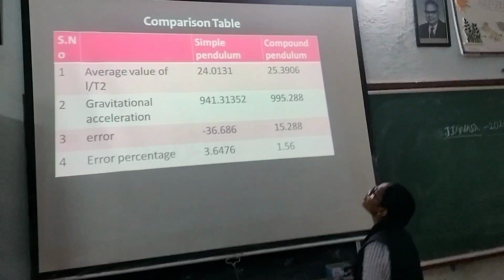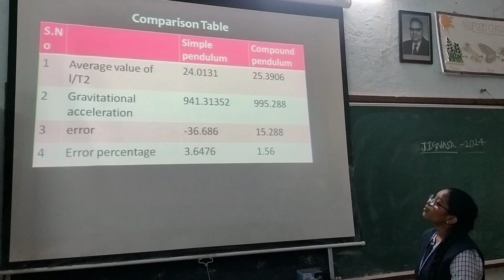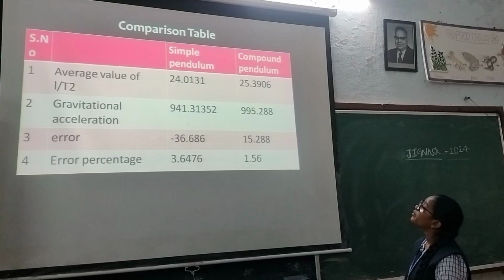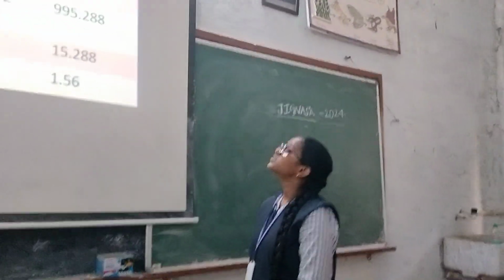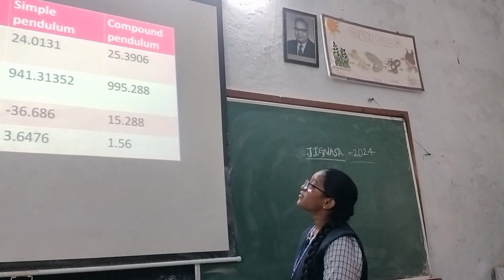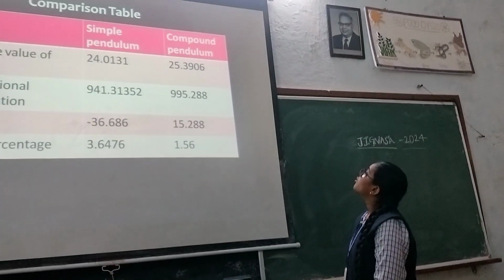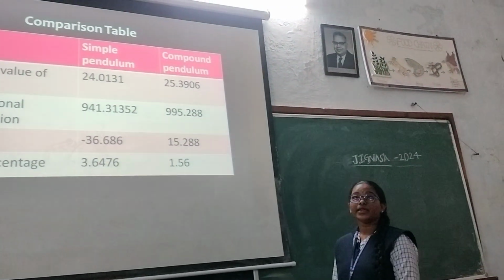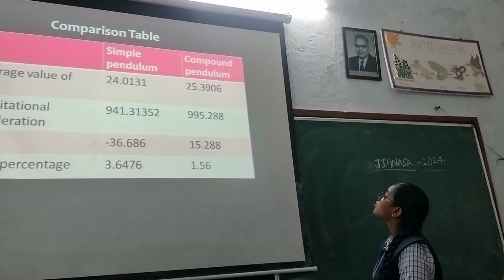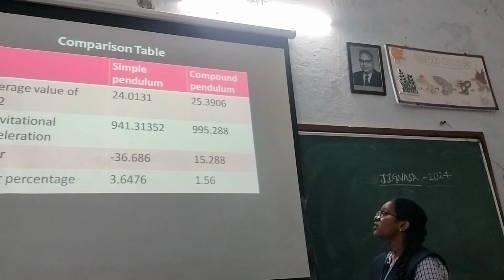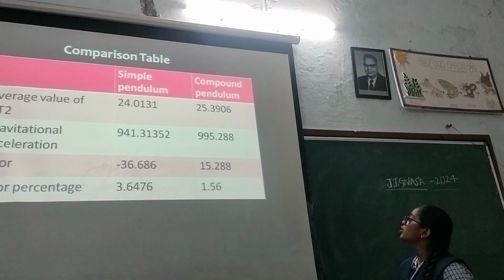The comparative table of simple pendulum and compound pendulum: the average value of L by T square of simple pendulum is 24.0131, compound pendulum is 25.3906. And the gravitational acceleration of simple pendulum is 941.31352, and compound pendulum is 995.288. The error of simple pendulum is minus 36.686, compound pendulum is 15.288. The error percentage of simple pendulum is 3.6476, compound pendulum is 1.56.